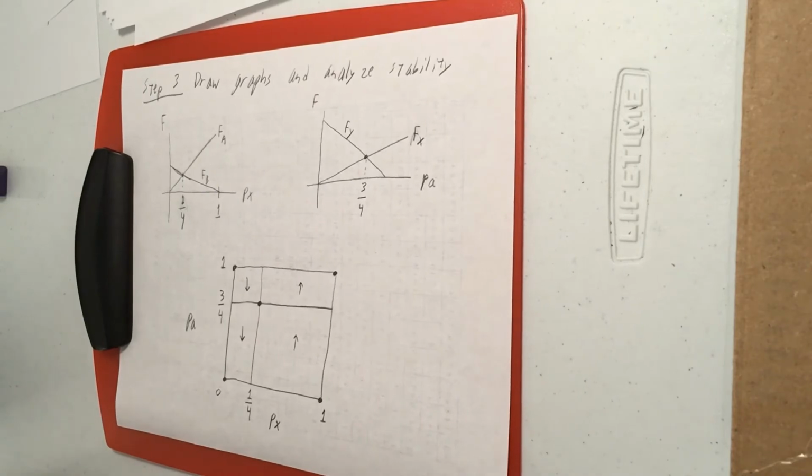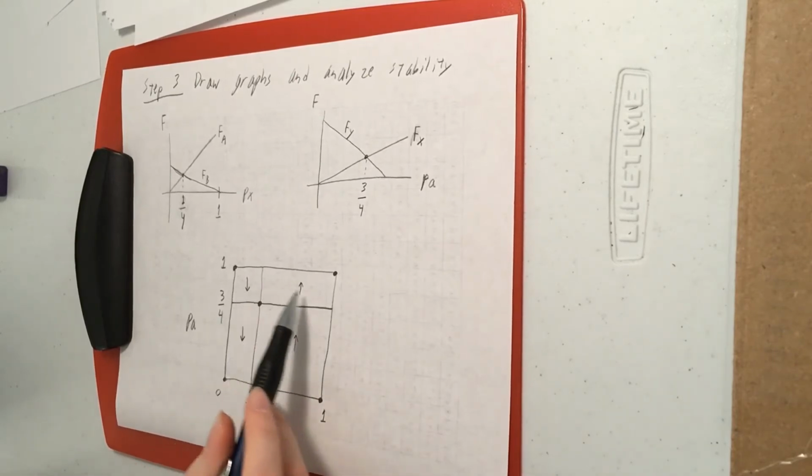Now we're not done yet. We found the dynamics for PA. We found when does PA go up and when does PA go down. We also defined the dynamics for PX. So let's start.